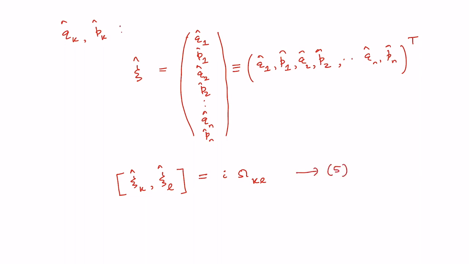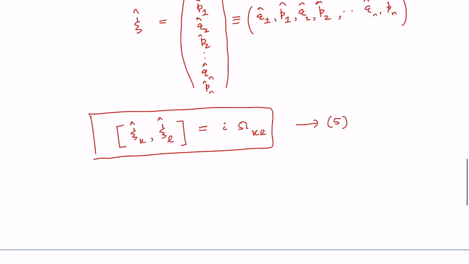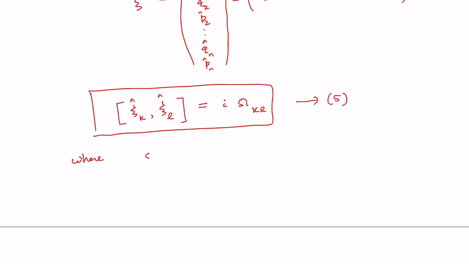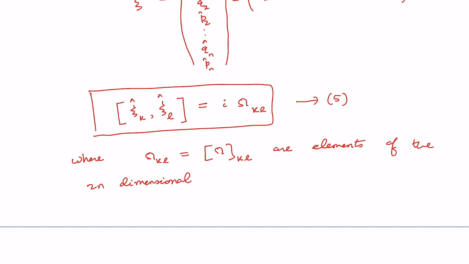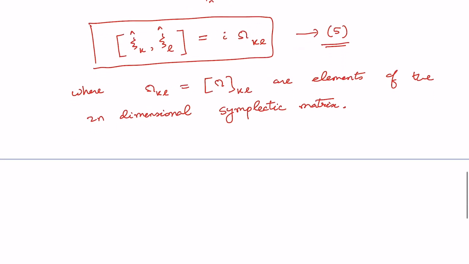Let's say this is my equation number 5. Here in this equation 5, Omega_KL are elements of the 2N-dimensional symplectic matrix. Before I decode this equation number 5, let us discuss the symplectic matrix, which some of you may have come across for the first time.